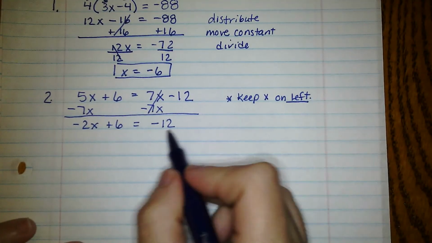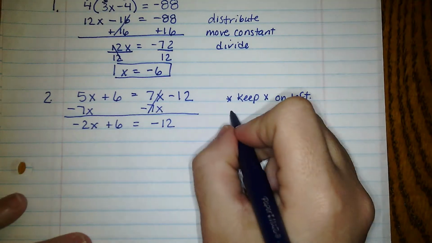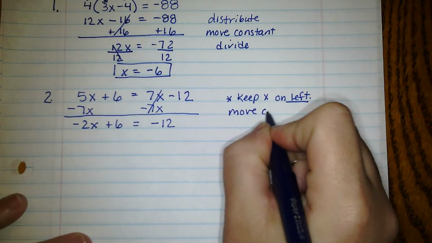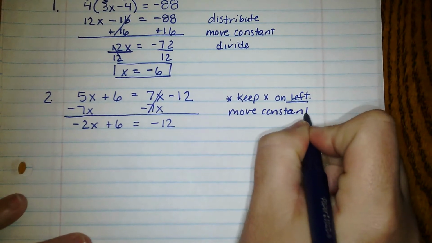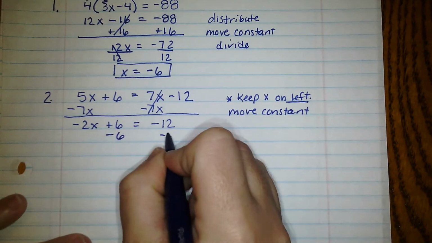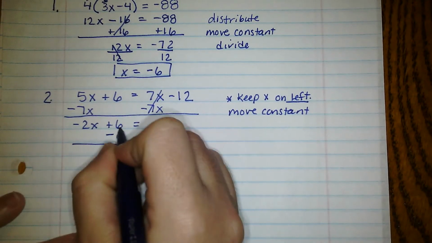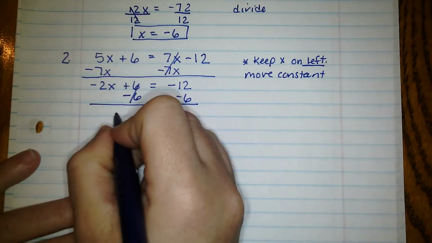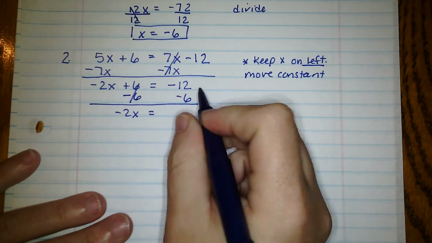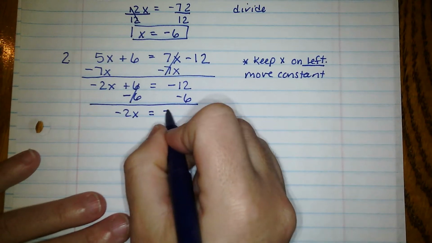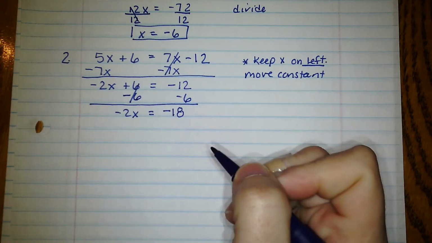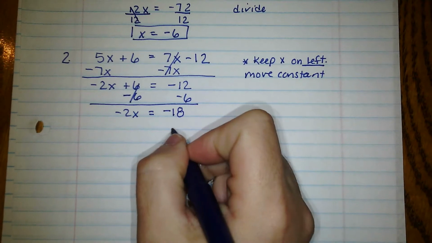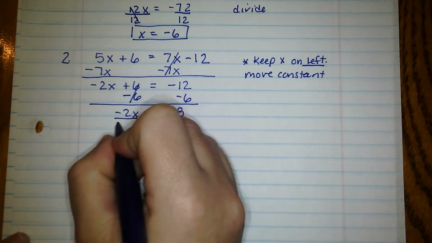After you get the x's on the left, we want to move the constants to the right. So we're going to subtract 6 on both sides. Be careful of your combining of your sign numbers. Bring down your negative 2x. And negative 12 minus 6 is negative 18. So you can use a calculator on these. So please make sure you do so that you don't make silly errors.